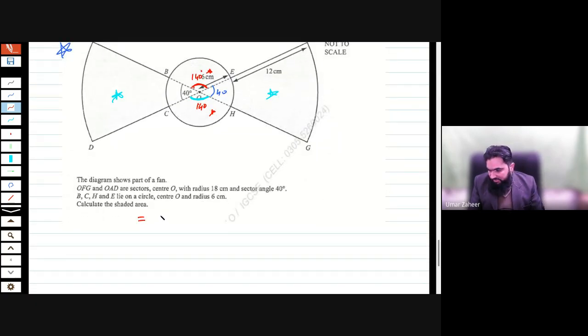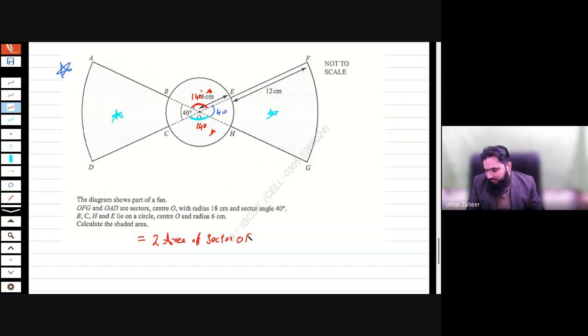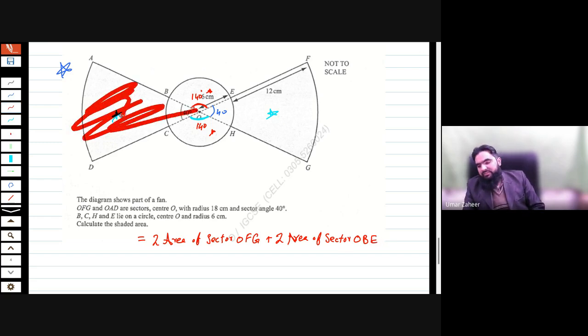So the shaded area is equal to 2 times the area of the sector, the bigger one, OFG, plus, look here, it is a smaller one, that is 2 times the area of sector OBE. Yes, everyone, the statement is clear, because I'm pretty sure the area of this sector is equal to this one.